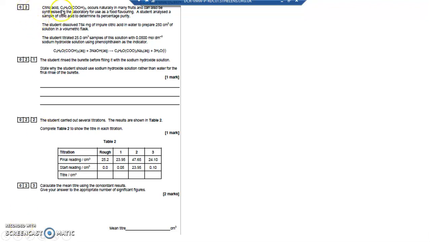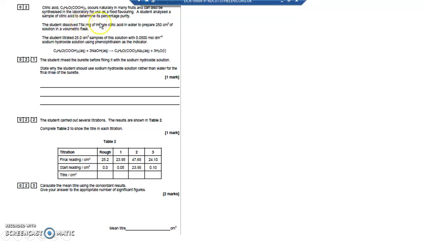So let's have a look at question 2. We've got citric acid in fruits. A student analysed the citric acid to determine its purity. The student dissolved 784 milligrams of citric acid in water to prepare 250 centimetres cubed of solution in a volumetric flask, and titrated 25 centimetre samples of this. Right, okay, so that's important.